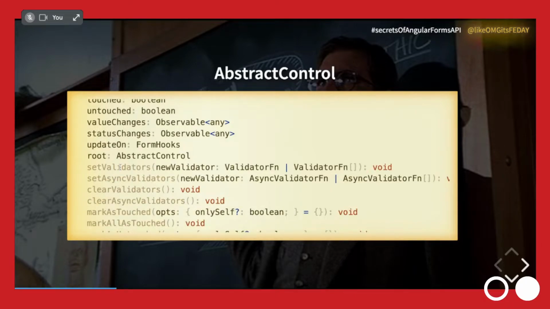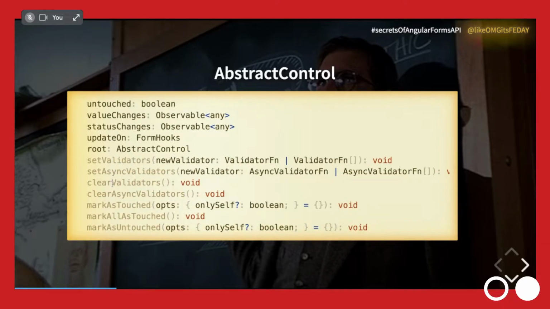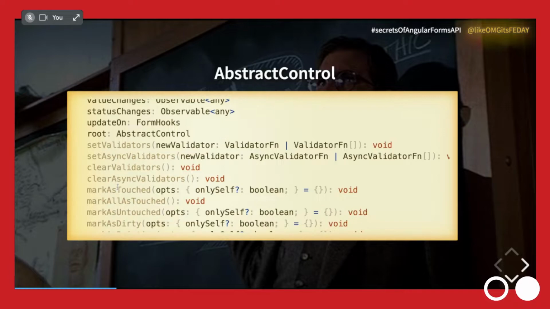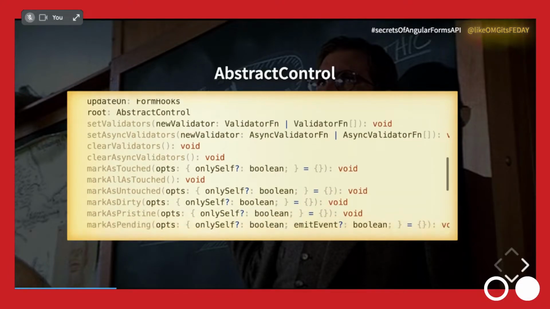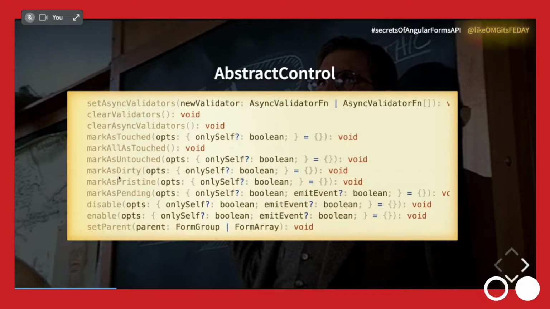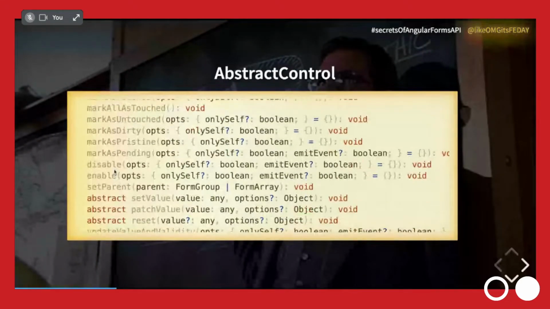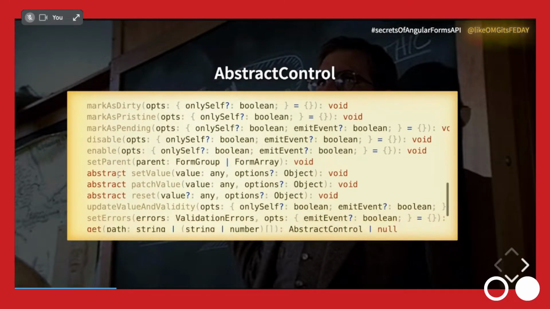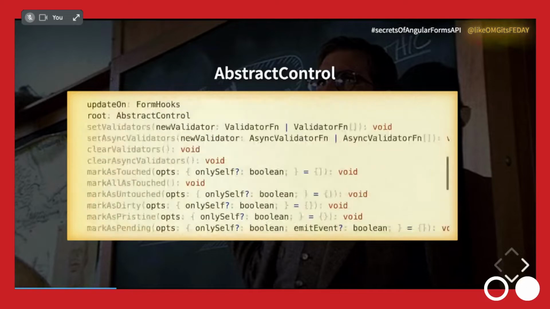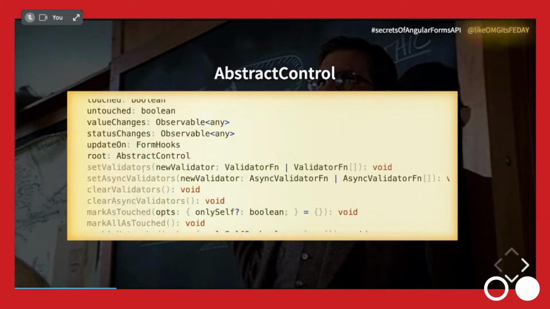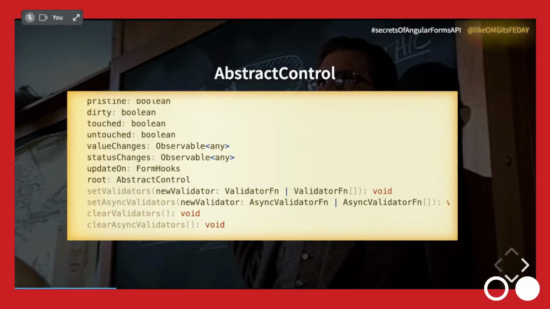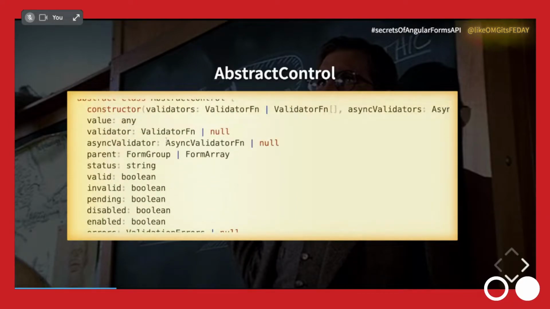We also have methods to set validators. We can clear validators. We can mark our forms as touched. We can mark them as untouched. All of those different statuses we are able to control and manipulate programmatically this way. We can also disable and enable our different form controls or form groups or form arrays as needed, all sorts of things. So if you are doing any level of form development in Angular, the abstract control is your best friend. The more familiar you are with this tool, the more successful you will be in your Angular Forms journey.